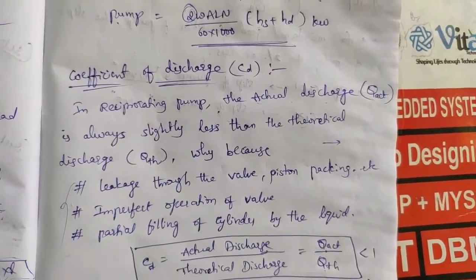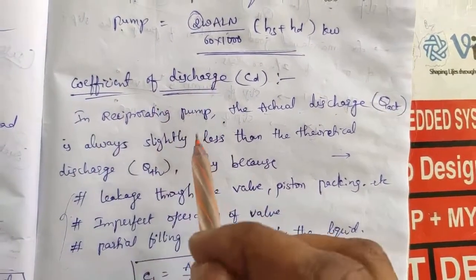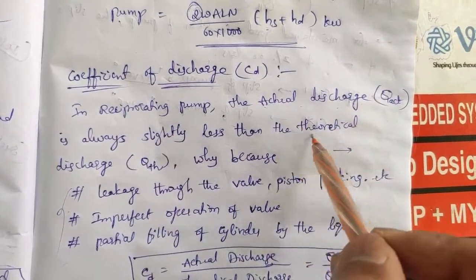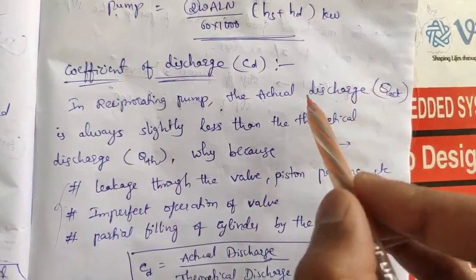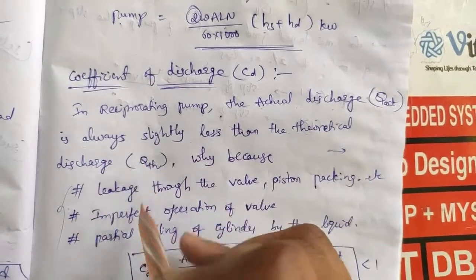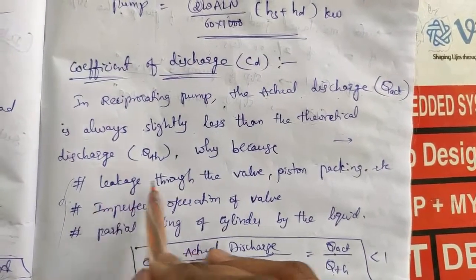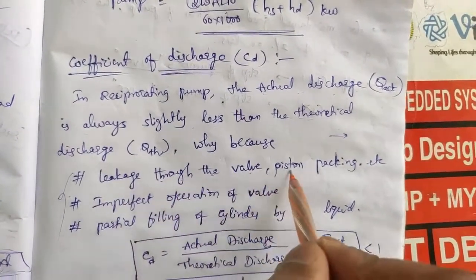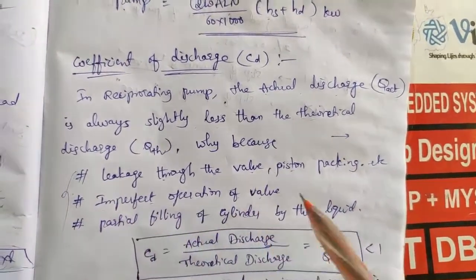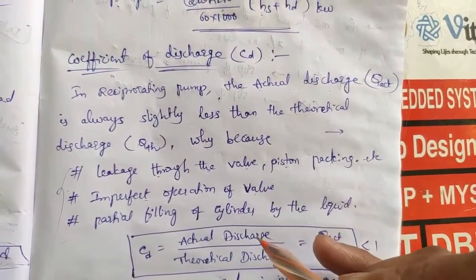Next, let us know some parameters regarding the reciprocating pump. Coefficient of discharge. In a reciprocating pump, the actual discharge is not always equal to the theoretical discharge. The actual discharge is always slightly less than the theoretical discharge. Why? Because in a reciprocating pump there is leakage through the wall of the piston packing in the cylinder and imperfect operation of valves. That means in the reciprocating pump we are using a suction valve and a delivery valve.